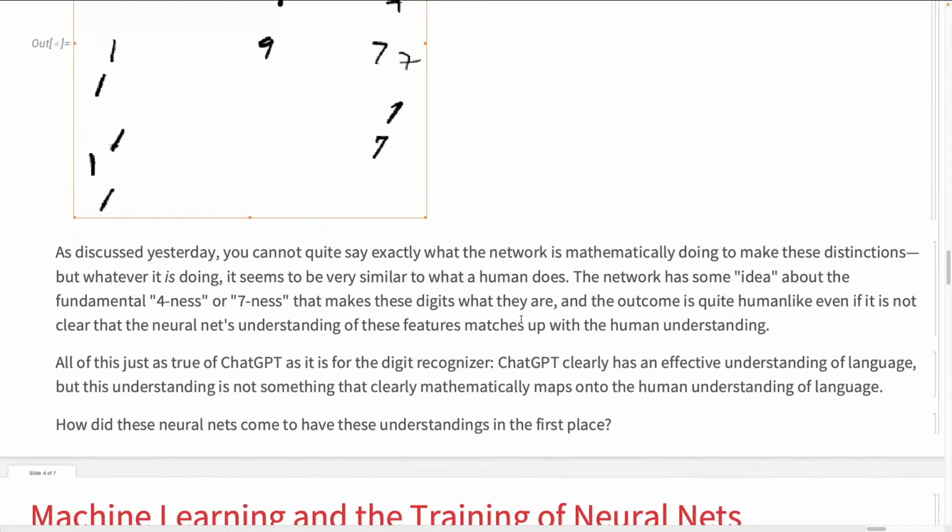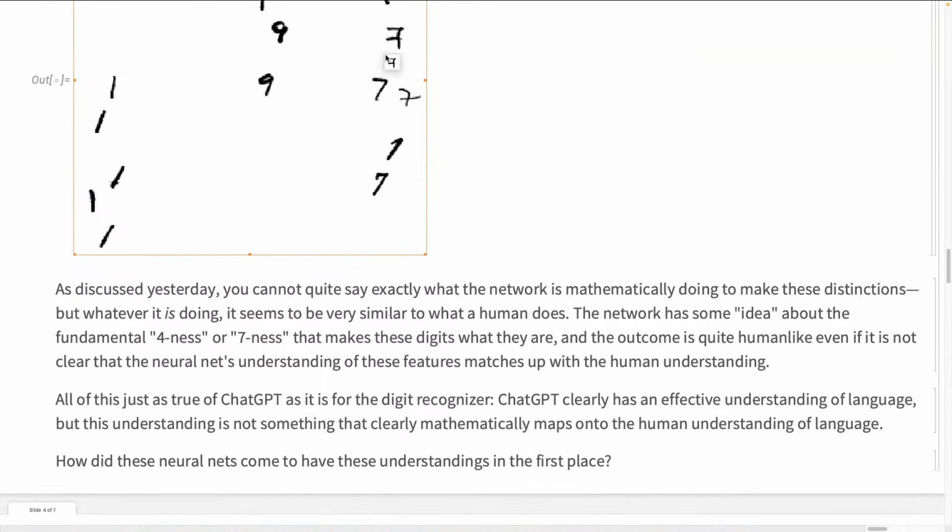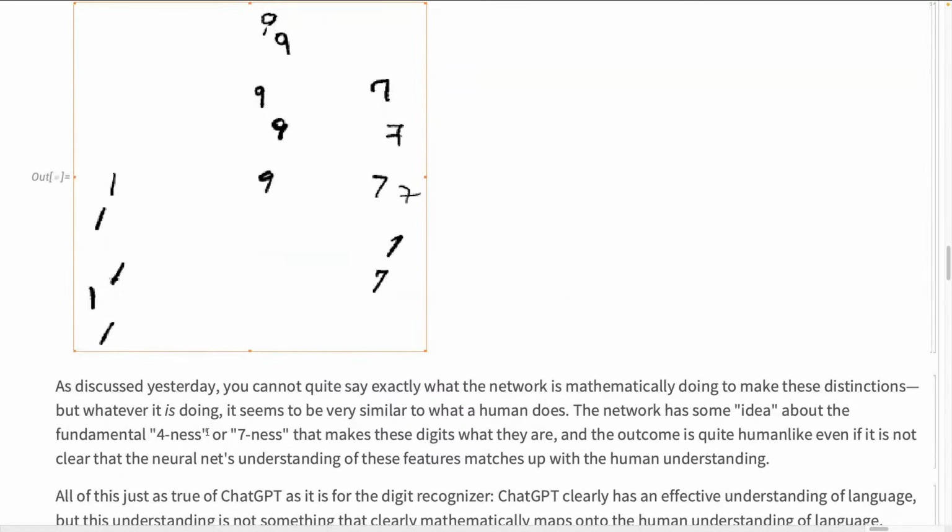So I just want to note again something we mentioned yesterday. We can't say exactly what the network is mathematically doing to make the distinctions between 1s and 9s and 7s. But whatever it is doing, it's pretty close to what a human does. So the network seems to have learned some idea about the fundamental, say, oneness or fourness or sevenness or nineness that make these images representative of the digits that they actually represent.